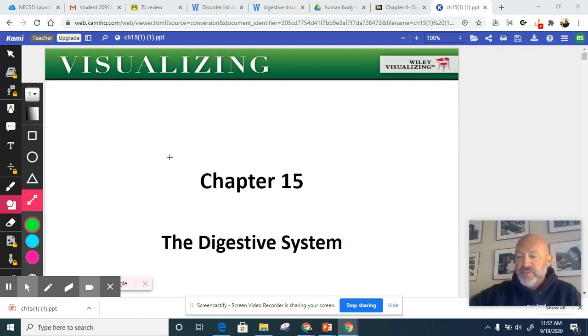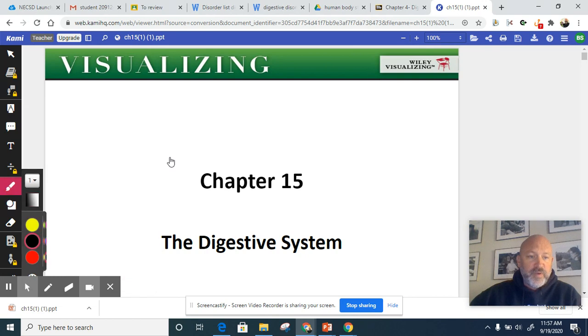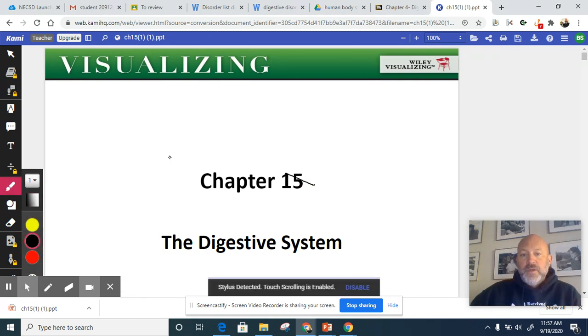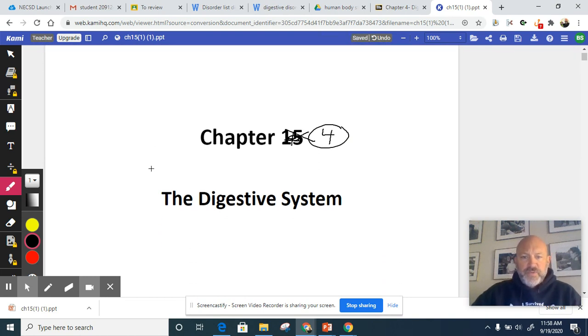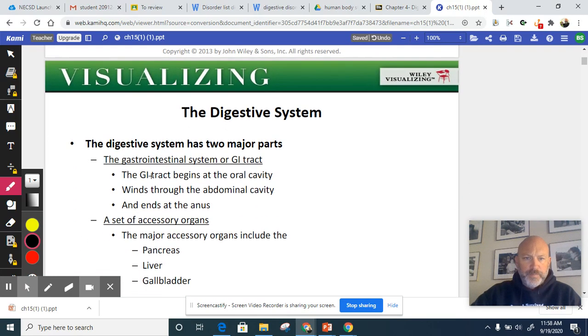Digestive system. This says chapter 15. Well, that is not chapter 15 in our book, so we're going to ignore that, because this is actually chapter 4 in our books, I believe. And chapter 4 deals with the digestive system. So let's take a look.